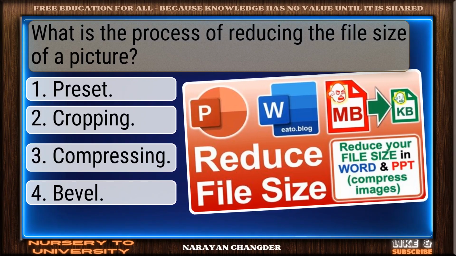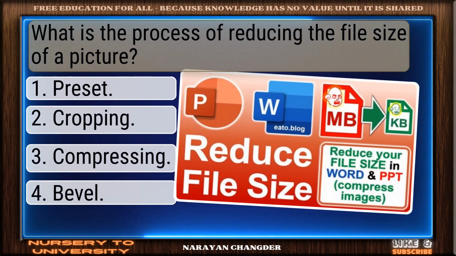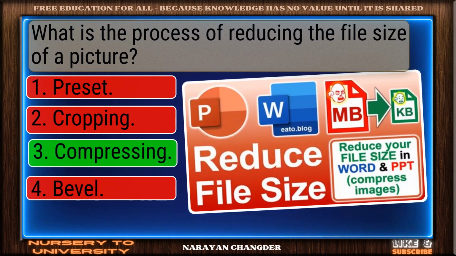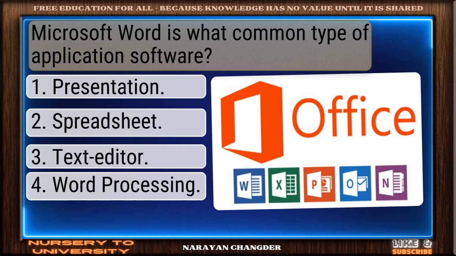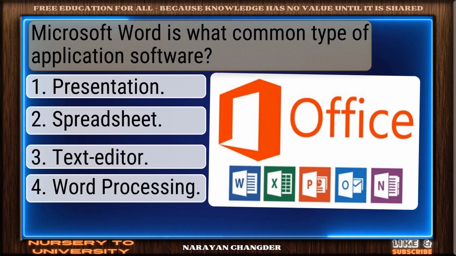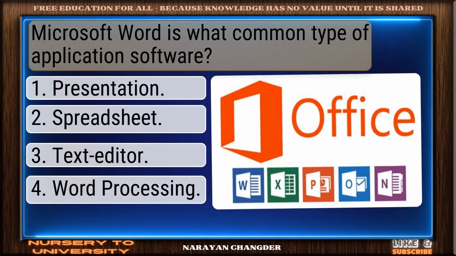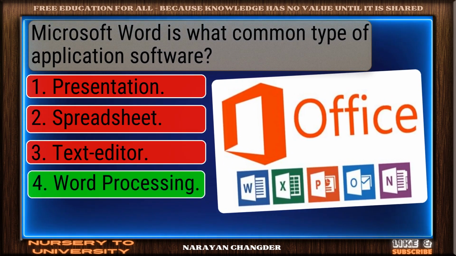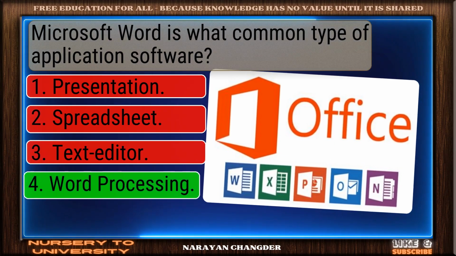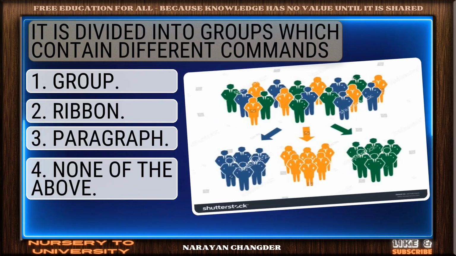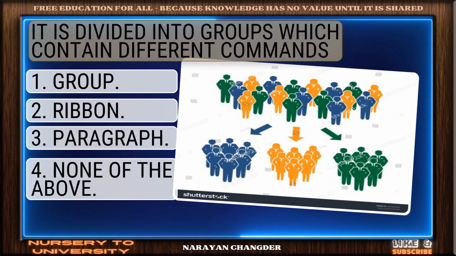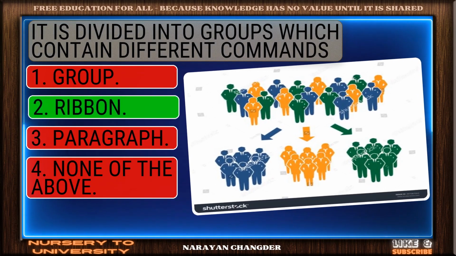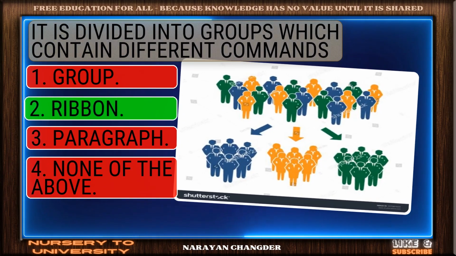What is the process of reducing the file size of a picture? Strong choice. Compressing is the right answer. Microsoft Word is what common type of application software? Excellent. Word processing is a brilliant choice. It is divided into groups which contain different commands. Good job. Your answer ribbon works well here.